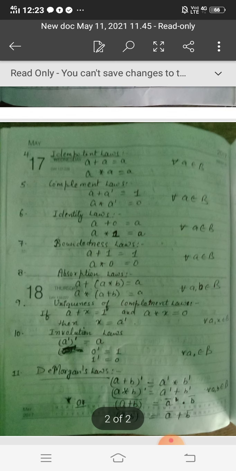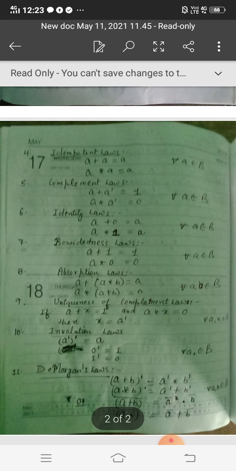Absorption law, it is always used to shorten the equation. a + (a · b) = a · (a + b) = a. So the variable which is repeated will be the answer. a + a · b = a · (a + b) = a for all a, b belongs to B.